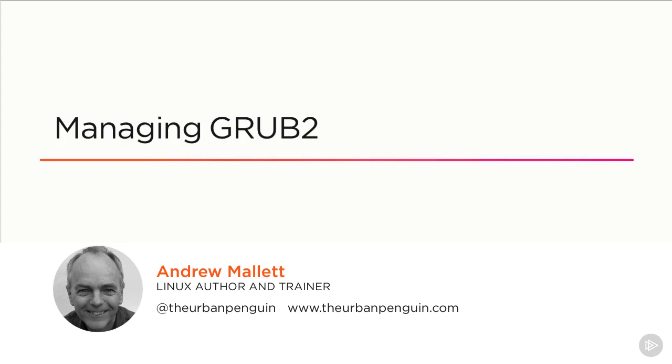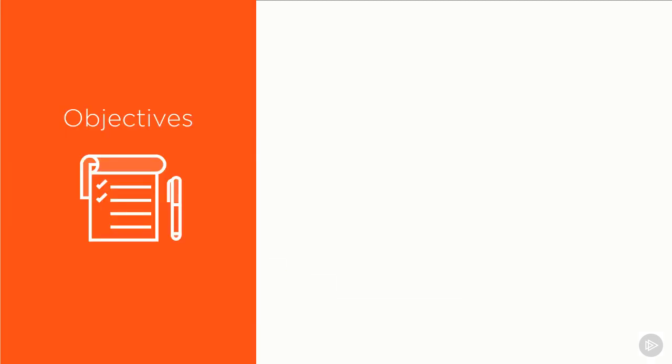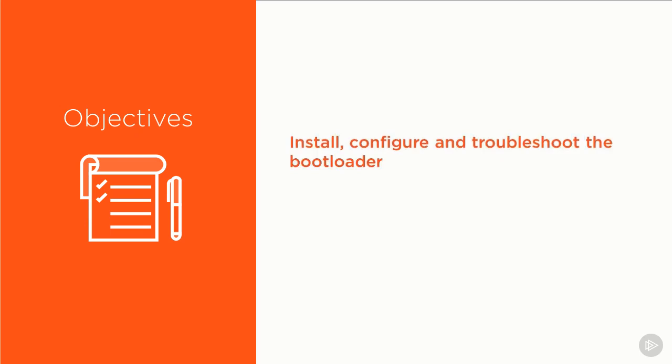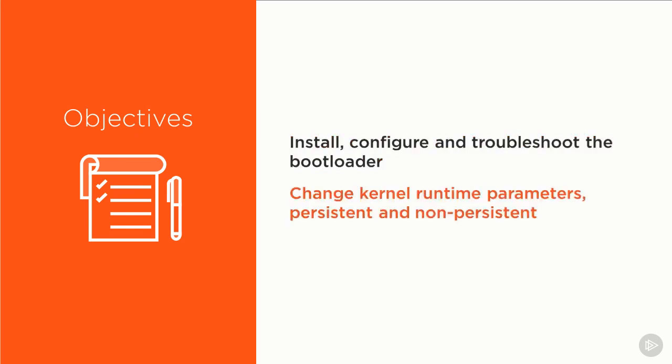My name is Andrew Mallett, and in this module we're going to look at managing our GRUB2 bootloader. We're going to be taking a look at installing, configuring and troubleshooting the bootloader. GRUB is the Grand Unified Bootloader, and in CentOS 7 we're looking at GRUB2. We'll be looking at changing the kernel runtime parameters persistently and non-persistently.